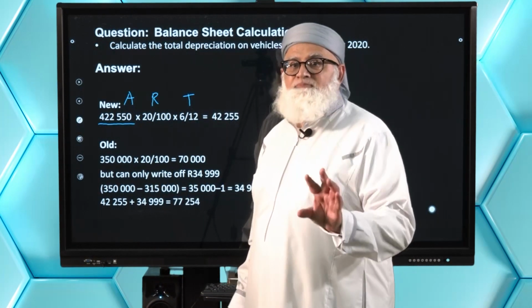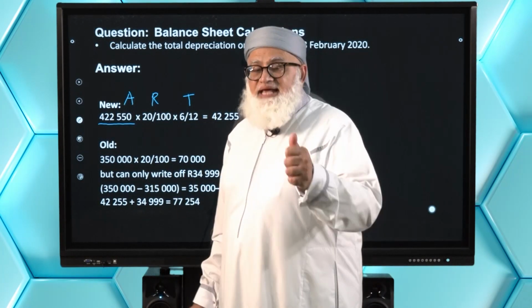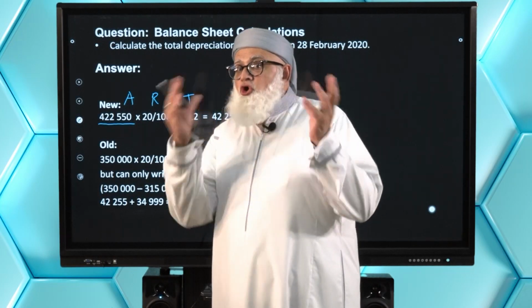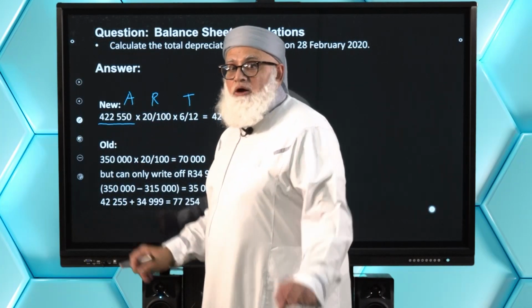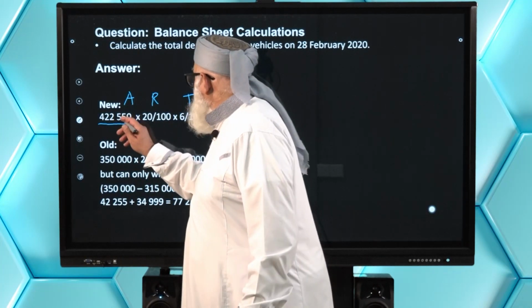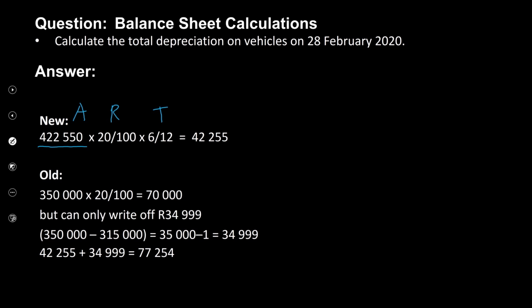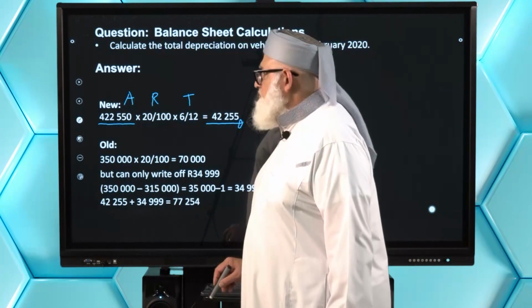Whenever you are doing a depreciation calculation, remember, take into account the 2 components of your depreciation, old and new. So this is the new vehicle. Work out the timeline for that vehicle. That means the amount, 422,550 times the rate, 20/100, times my time, which is 6/12, to give me a total value of 42,255. That was the depreciation on the new vehicle. Got it? Brilliant. Now you come to the old vehicle.